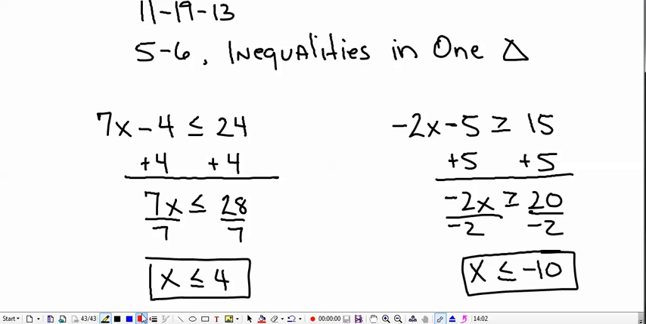So if you don't remember that from last year, then just put a little star by it in your notes: when there's a negative in front of the variable, you've got to be careful at this last step. You've got to change the direction of the inequality. Okay?